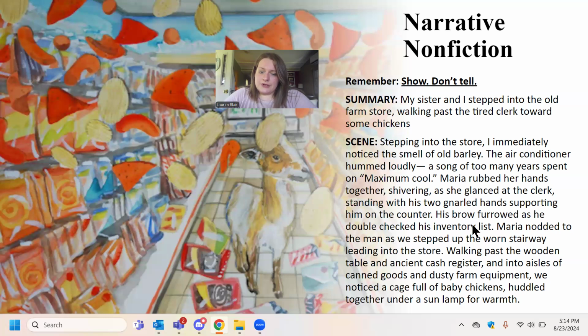His brow furrowed as he double-checked his inventory list. Maria nodded to the man as we stepped up the worn stairway leading into the store. Dusty farm equipment, a cage full of baby chickens huddled together under a sun lamp for warmth. Think of all of these little things, everything going on in the scene. Imagine you are setting a scene for a movie and all of those elements are being blended together, but give it honesty because it's nonfiction.